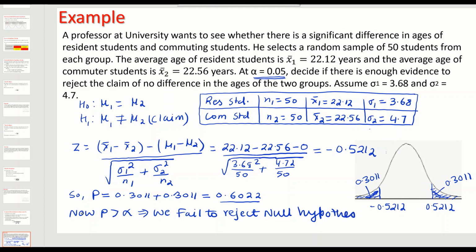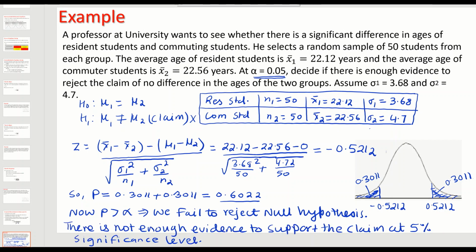Okay, so we failed to reject the null hypothesis. Failing to reject means we are not rejecting the null. Instead, we are rejecting the alternative hypothesis. We are rejecting the claim. The meaning of that is there is not enough evidence to support the claim, because you're rejecting the claim. So there is not enough evidence to support the claim at the 5% significance level.